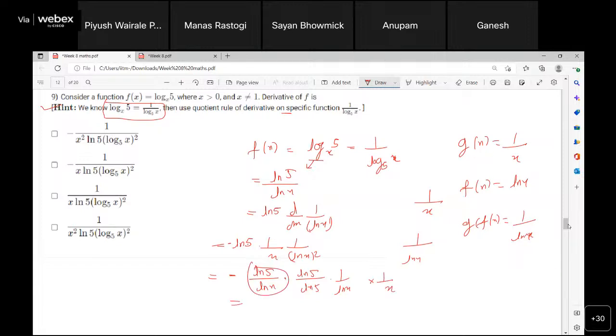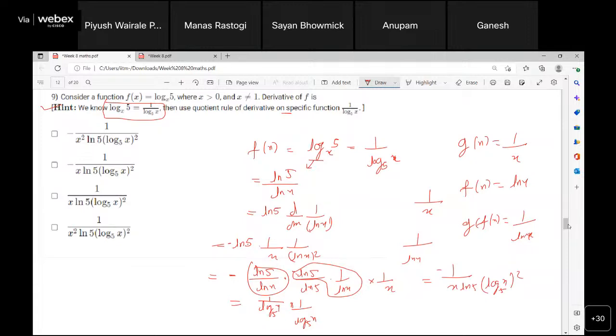So this is basically log of x to the base 5, that is 1 upon... And here also if I take like this, here also into 1 upon log to the base 5 of x, right? So it will be square, and what will be remaining? 1 upon x ln of 5, log of x to the base 5 square, and the minus sign.